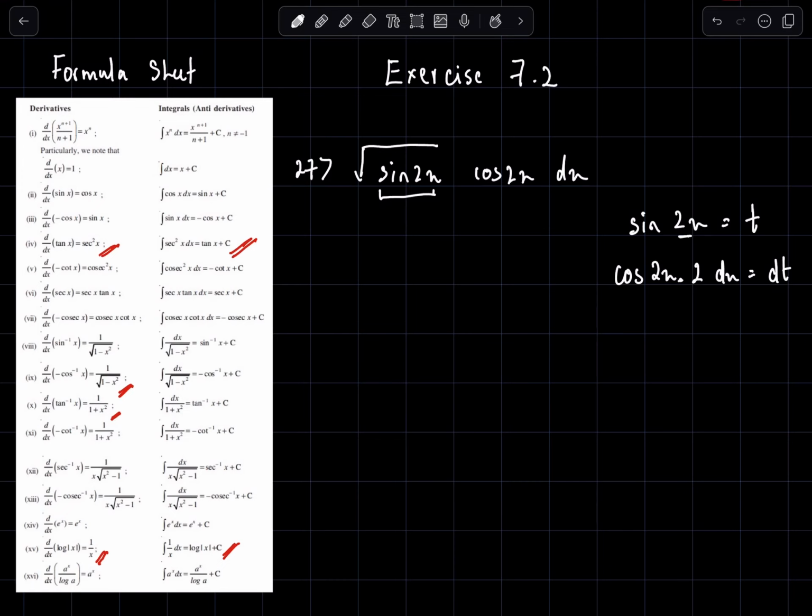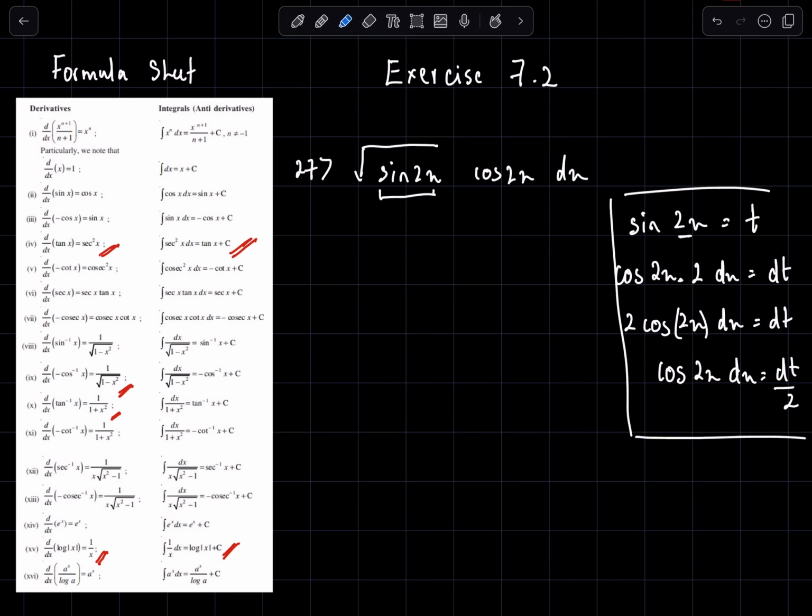Okay, so basically it's 2 cos 2x dx is equal to dt, right? Now you can take 2 to the other side, which is cos 2x dx is equal to dt over 2. Now you just substitute, you have the values with you, substitute. So this and this and this.